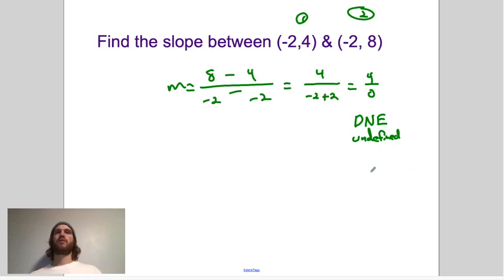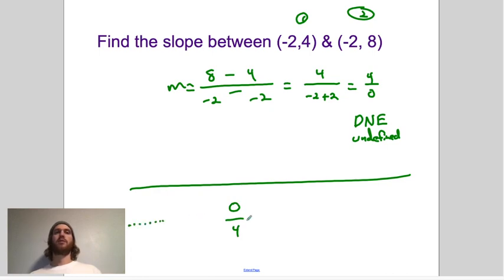If for some reason you end up with the scenario 0 divided by 4 on a different problem, not on this problem, your slope is not undefined, your slope is 0. Important note. You have 0 pizzas split amongst 4 people, how much does each person get? 0. This is, you have 4 pizzas split amongst 0 people, how much pizza does each person get? Well, first you said there were no people, and now you're saying there's people. We've contradicted ourselves. Doesn't make any sense.